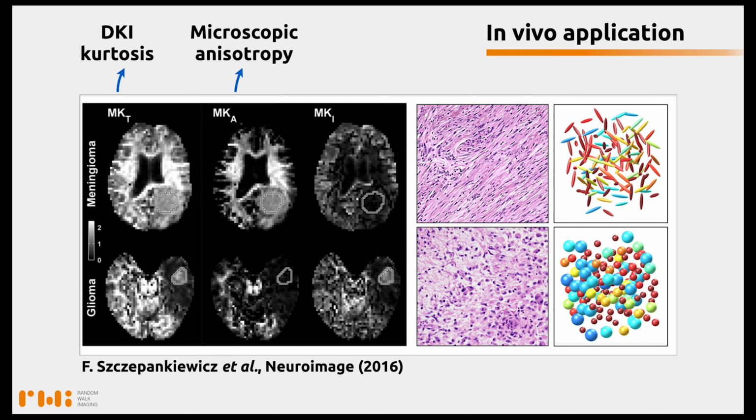The isotropic mean kurtosis, MKI, is sensitive to diffusion variance, which is the variance of isotropic diffusivities, or the variance of cell densities from a biological standpoint. You see that this metric lights up in the glioma but not in the meningioma, because meningiomas tend to have roughly uniform cell densities, while gliomas do not.